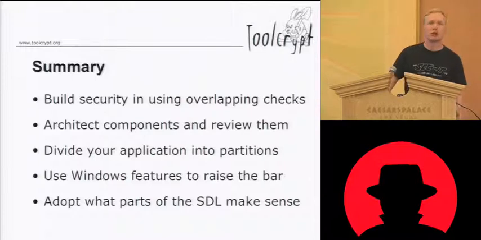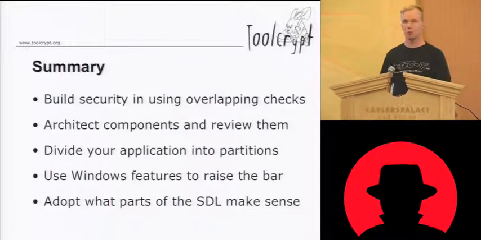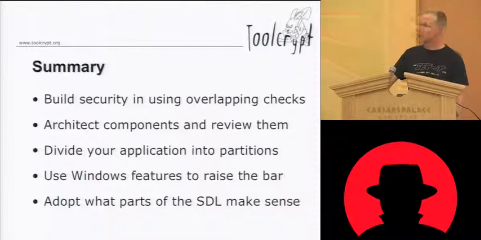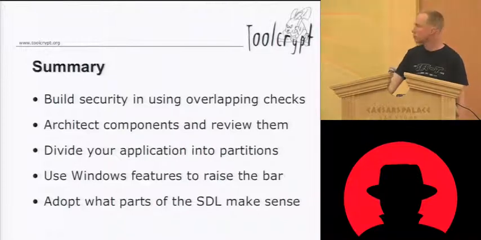Architect in components. Make sure that your application isn't a monolithic application, but actually does make sense when it's broken down into separate pieces that might even be developed by different teams internally. And review them in isolation to make sure that they actually do what they're supposed to do, that they can stand on their own when confronted with arbitrary inputs and stuff like that. And once you've done that, try to partition your application and put components that don't need privileges into a separate sandbox process or something like that.